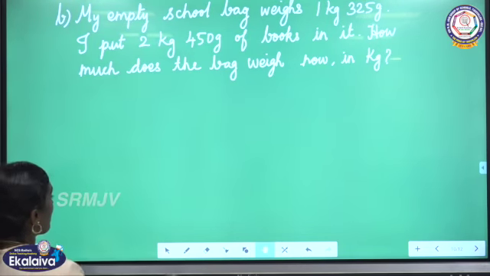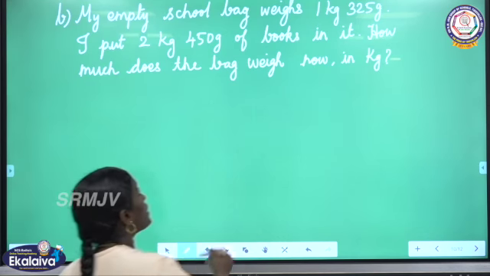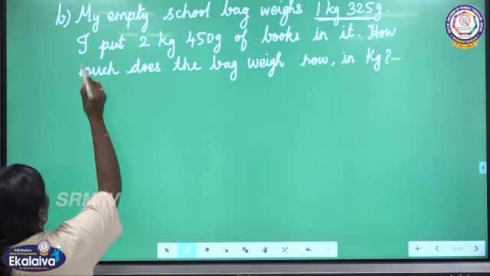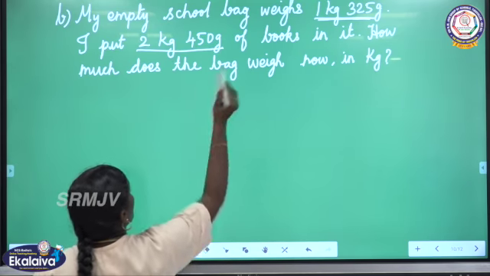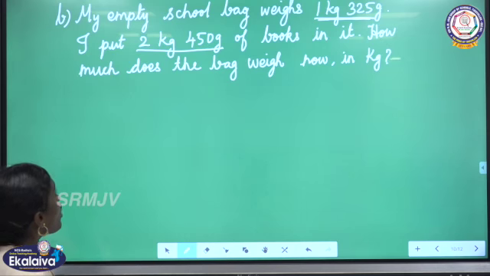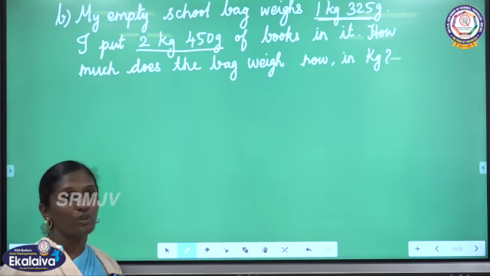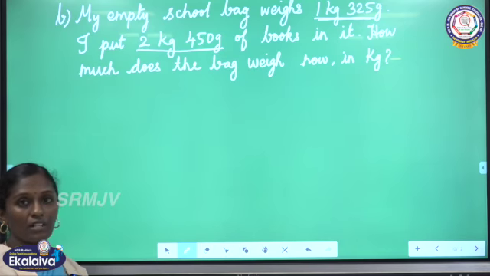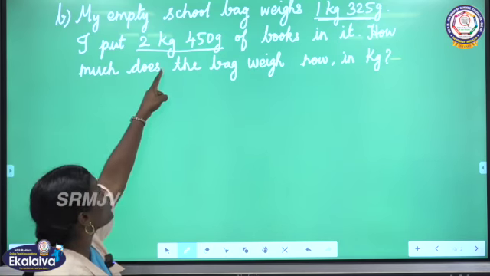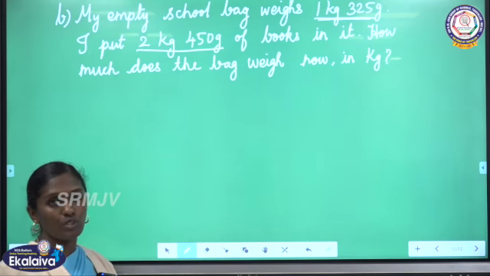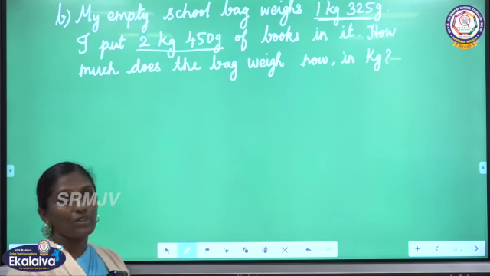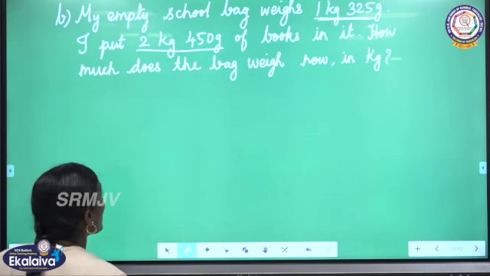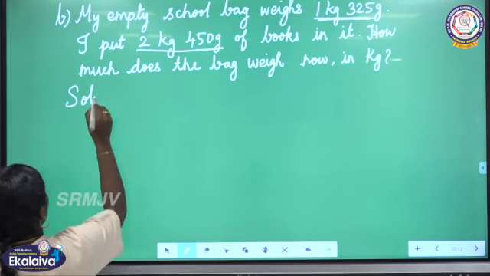Then next one, my empty school bag weighs 1 kilogram and 325 gram. I put 2 kilogram and 450 gram of books in it. How much does the bag weigh now in kilogram? The weight of empty school bag is given, that is 1 kilogram and 325 gram. After that, I put 2 kilogram and 450 gram of books. So we have to find out the total weight of the school bag with books. So we have to add these two. Let us start the solution.